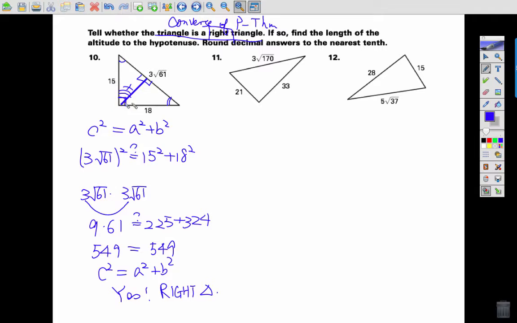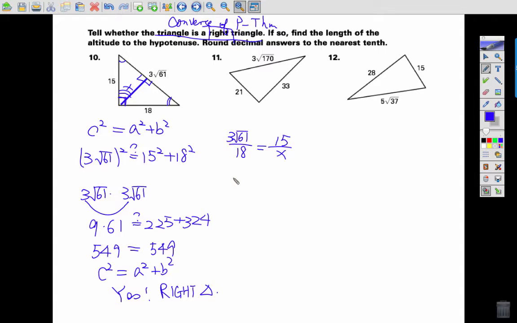Okay, so let's see how we set this up. On the smaller triangle, my hypotenuse is 15, my leg is x. Remember, x is corresponding to the angle with 1 tick mark. Let's look at my biggest triangle. My hypotenuse is 3 root 61. My leg, do I use 15 or do I use 18? They're so close, visually it's hard to see. Remember, my x corresponds to 1 tick mark. You have to use the leg that corresponds to 1 tick mark.